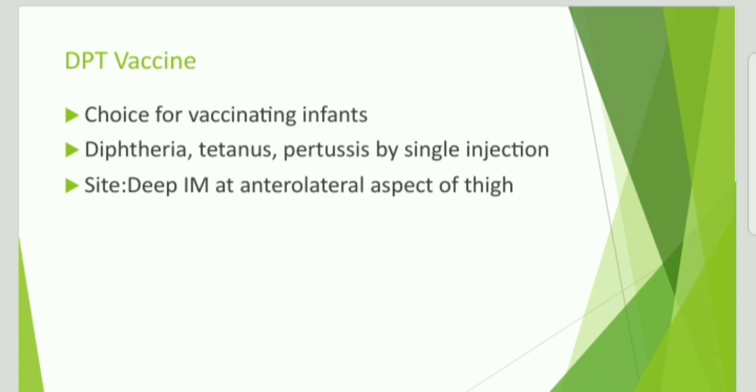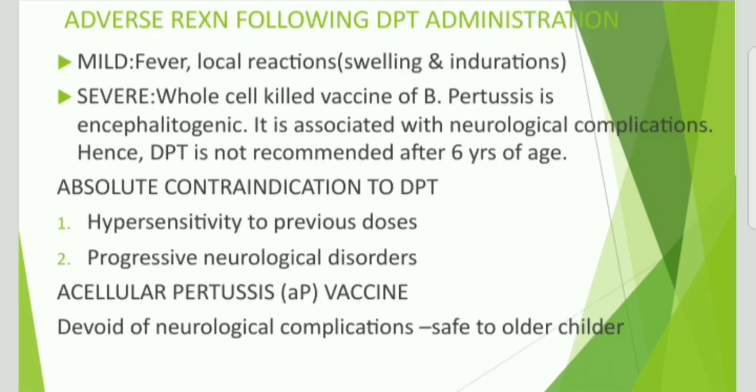The site of DPT vaccine is deep intramuscular at the anterolateral aspect of the thigh. The gluteal region is not preferred as the fat may inhibit DPT absorption. Adverse reactions following DPT administration include fever and local reactions like swelling and induration, which are commonly observed. In severe adverse reactions, it can lead to neurological complications, since the whole cell killed vaccine of Bordetella pertussis is encephalitogenic. Hence, DPT is not recommended after 6 years of age.